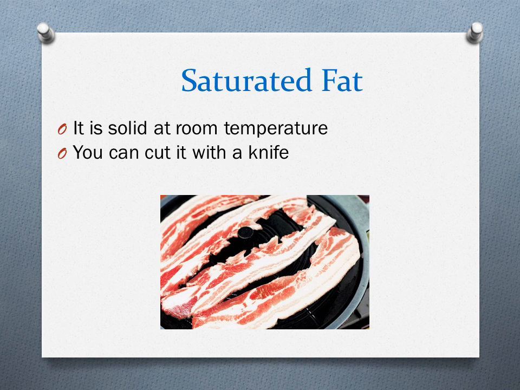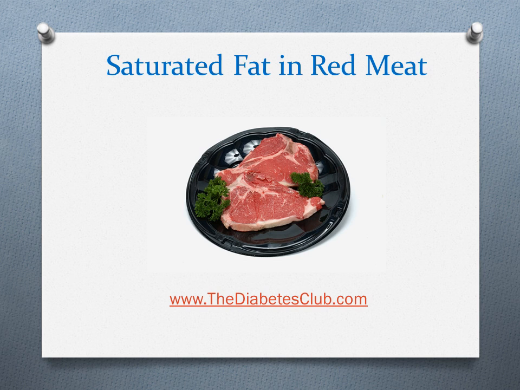So how do you identify saturated fat? Well, because it is solid at room temperature, and you can cut it with a knife or a scissors or whatever. So let us look at the foods that are high in saturated fat.